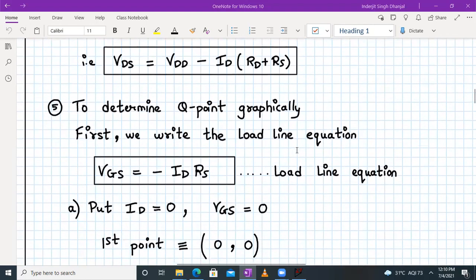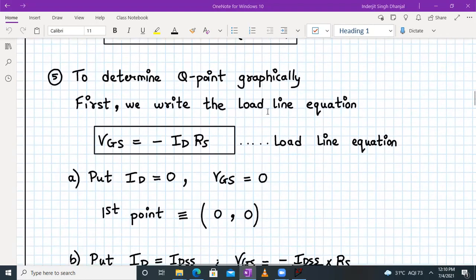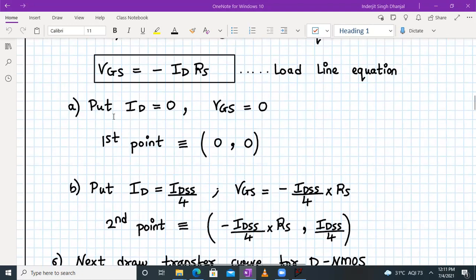In order to determine the Q point graphically, first we write the load line equation, which is VGS equal to minus ID RS. Now in this equation, we put ID equal to 0. So VGS will come equal to 0. The first point will be 0, 0. Next we substitute ID equal to IDSS by 4. So VGS will become minus IDSS by 4 into RS.